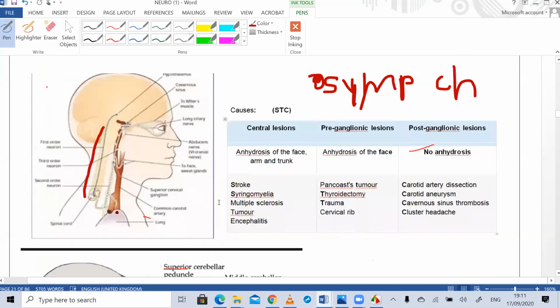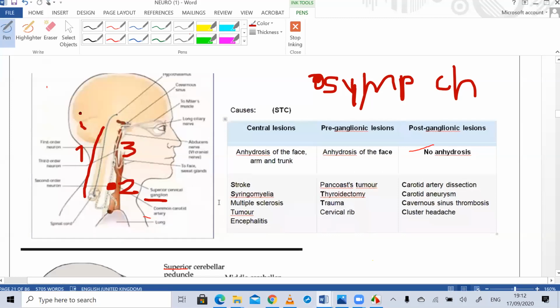Then from the spinal cord to the level of the superior cervical ganglia. This is the second order neuron. So this is the first, and this is the second at the level of the superior cervical ganglion. And the third order neuron comes along what? Along the carotid artery. So according to the level of the lesion, we will get the symptoms of Horner syndrome.